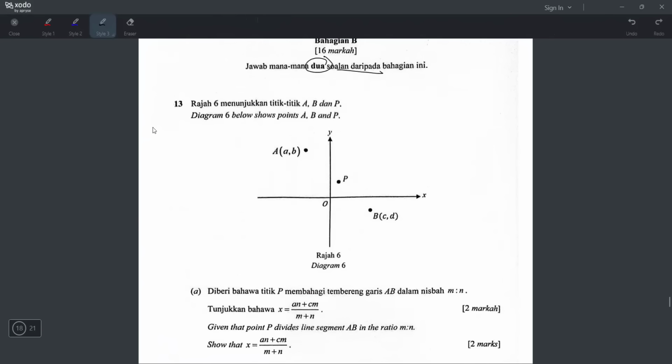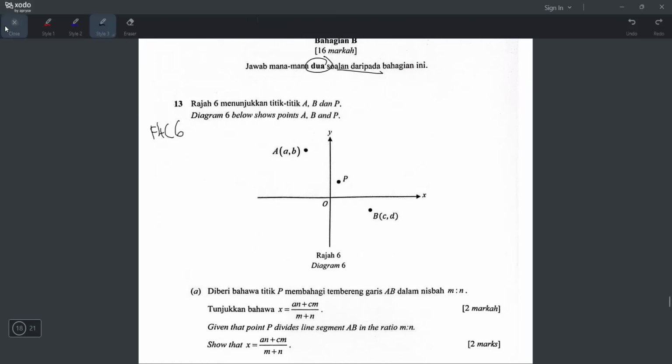Okay, I think I know which chapter already. Form 4, chapter 6, coordinate geometry. Okay, diagram 6 below shows points A, B, and P. Okay, I can see it. Point A, but they never give us the coordinate. They just write small a, small b. And then point P also, they never give the coordinate. But point B also, they never give. They just write C, D here.